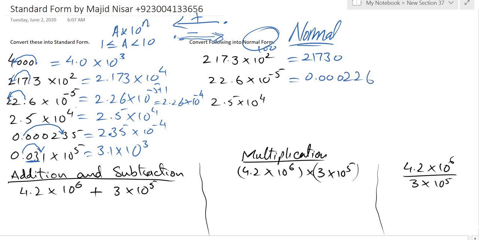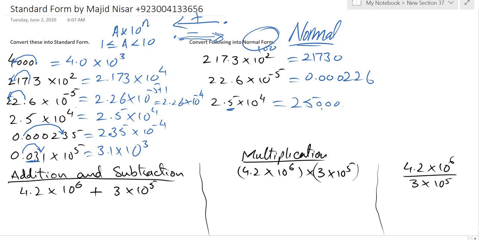0.00226. Now 2.5 into 10 raised to power 4, the point will move 4 digits right, so 1 digit is 5, we have to put 3 zeros. The point is here, there is no need to mention it, so it will be 25,000.